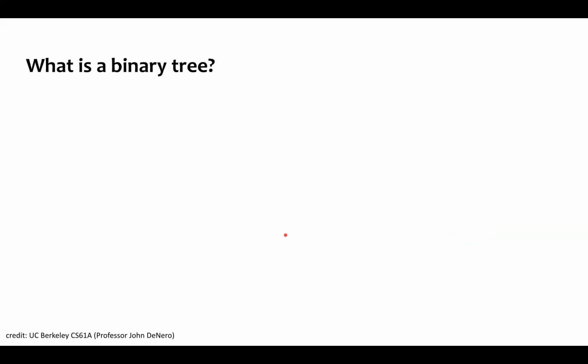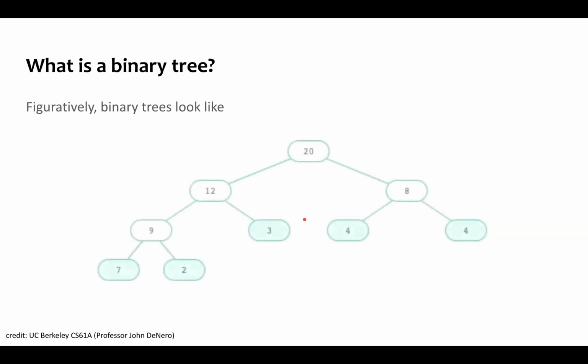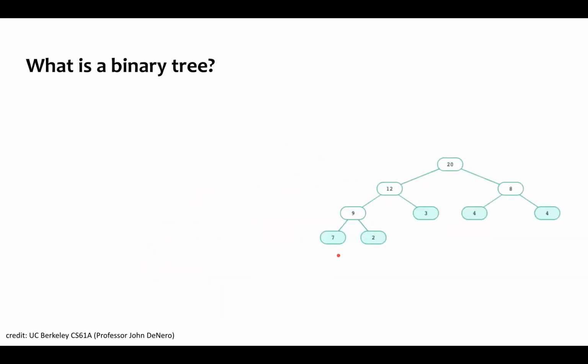So what is a binary tree? Figuratively, binary trees look like this. So there is a node like this, and one node can have a maximum of two children like this. And some nodes can have one node as a child or no child at all. And we'll define binary trees more formally. There are two definitions, in fact. The first definition is the recursive definition.